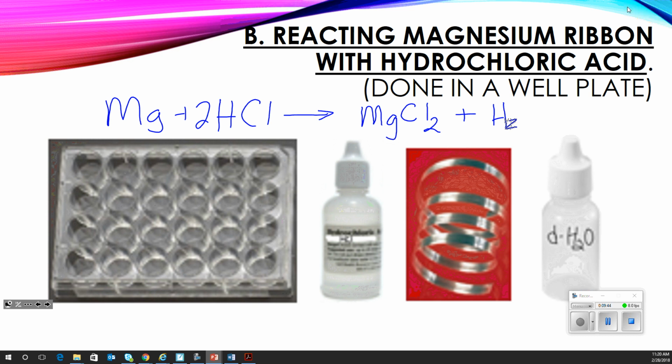Then I could do 20 drops of HCl and 5 drops of water, and 20 drops of HCl and 10 drops of water. And I can do 15 drops of water and 15 drops of hydrochloric acid. I would not go below half, or you're going to be waiting there forever for it to react.